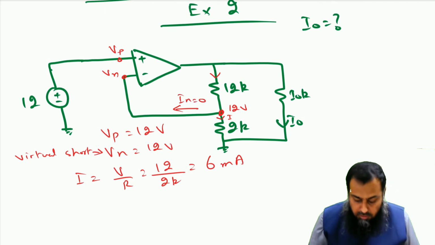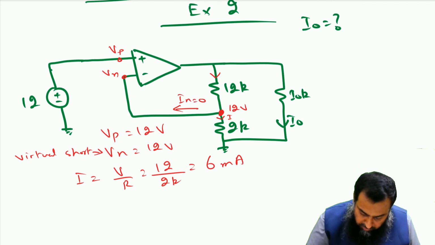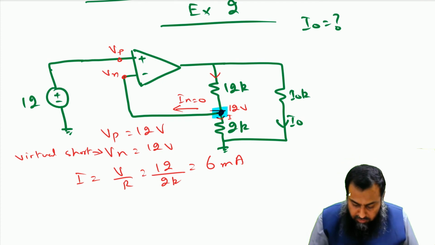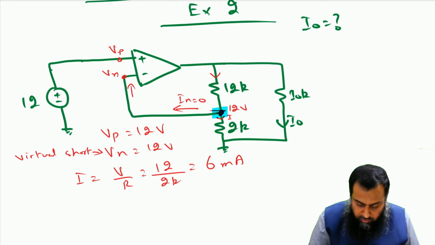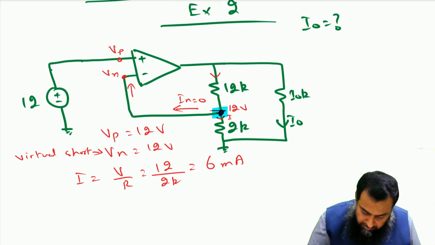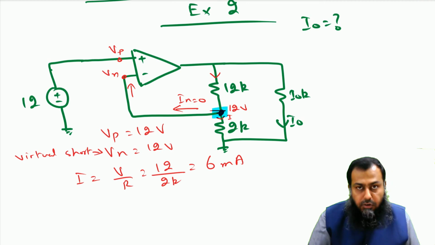equal to 0. So if we apply Kirchhoff's current law at this particular point, Kirchhoff's current law states that the current entering a node must be equal to the sum of the currents that leave the node. There is no current flowing through this particular branch into the inverting input. Therefore this 6 milliampere current is actually flowing through this 12 kilo ohm resistance.